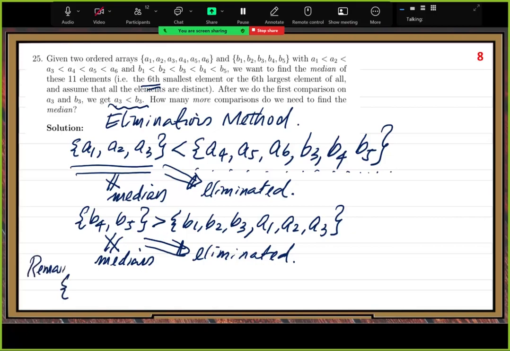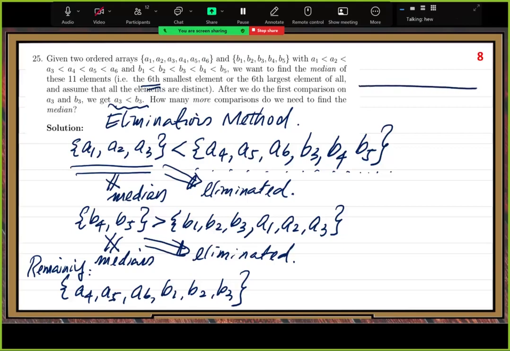After the elimination, the remaining elements are A4, A5, A6, and B1, B2, B3. These 6 elements. The original median is 6th from the left-hand side, also 6th from the right-hand side. But when we do elimination, we eliminate 3 from the left-hand side, and then we eliminate 2 from the right-hand side. It will remain 3, so that means there are 3 here and 4 here.